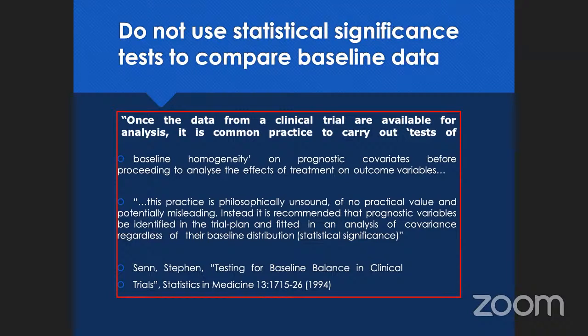Also, this practice is philosophically unsound and has no practical value and is potentially misleading. Therefore, instead, it is recommended that prognostic variables be identified in the trial plan and also fitted in an analysis of covariance, regardless of their baseline distribution or significance.